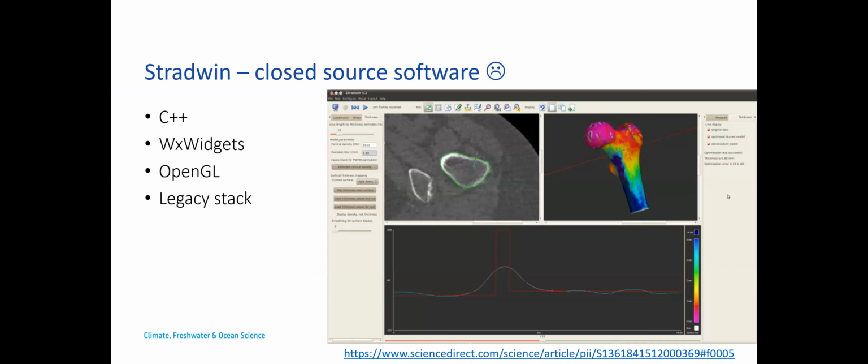But before we get into that, given after all this is a research software engineer's talk, I'll talk about Stradwin, which is the closed source software that the research group I was joining used at that point in time. Just a few high-level facts about it. It's written in C++. In terms of the GUI framework, it's wxWidgets. It used OpenGL for the graphics, and it had quite a legacy stack.